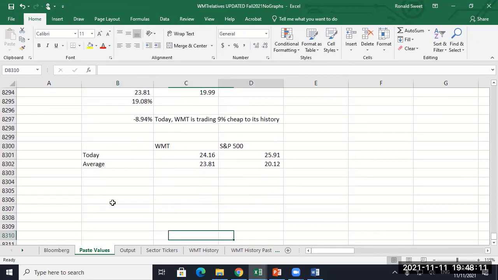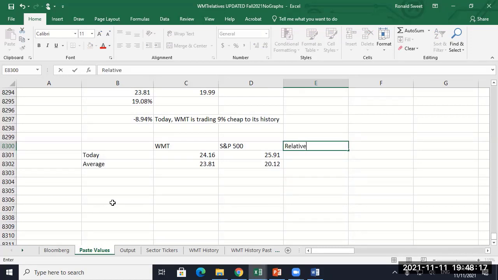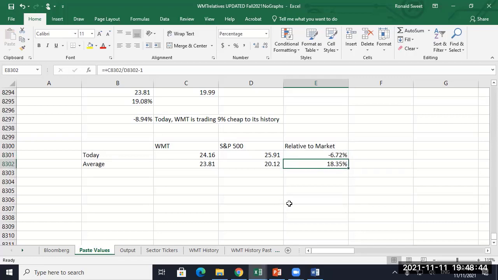All right, so what do we do? We need to do the relative to the market. So how do we calculate that? And then minus one. So historically, someone give me that sentence. Or today, Walmart is trading 6.72% cheap to the market. Historically, 18% rich. So they're actually 25% cheap for their history.